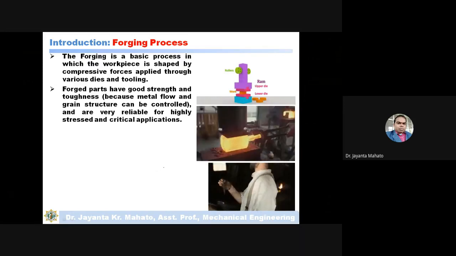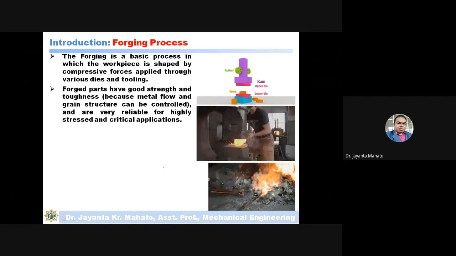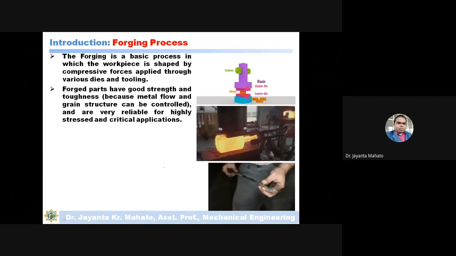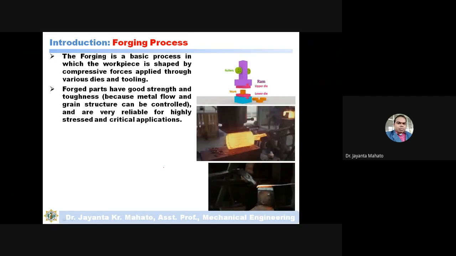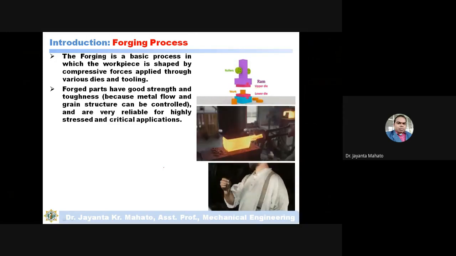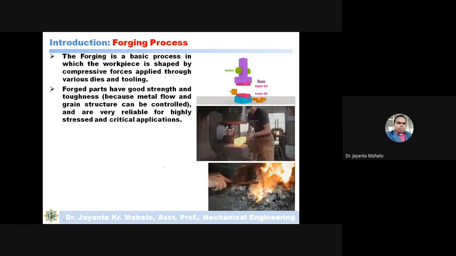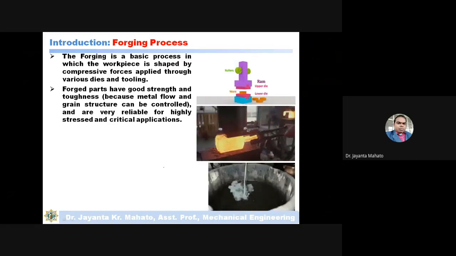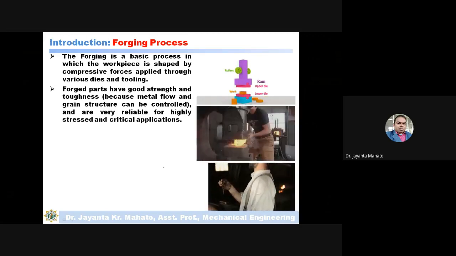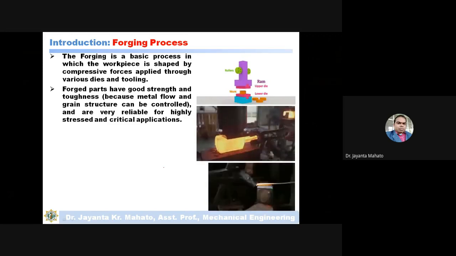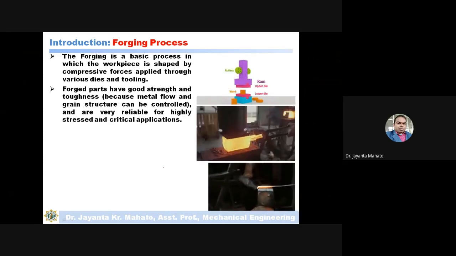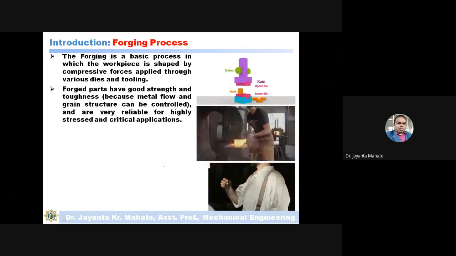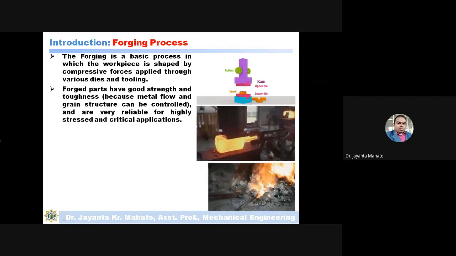After the forging operation, the products are called forged parts. Forged parts have very good strength and toughness because, unlike in the rolling operation where the grains are elongated, here the grains are squished and more refined. As the grain size is more refined, the hardness, strength and toughness both increase, and they can be controlled by the grain structure of the material.